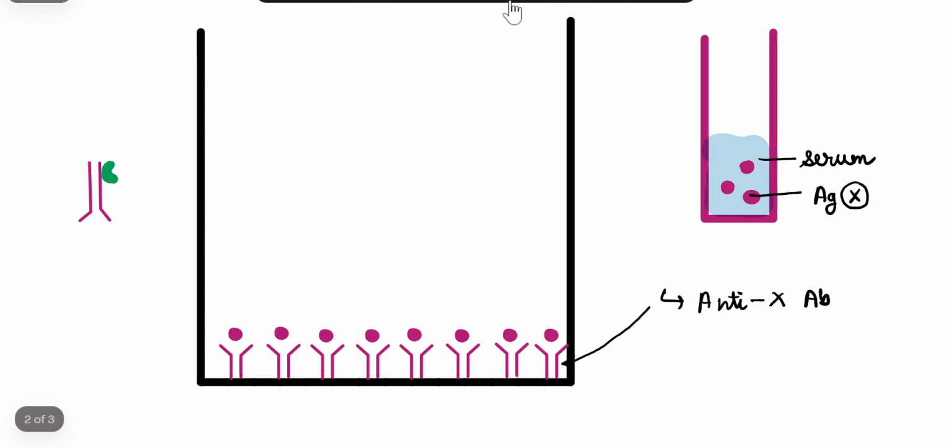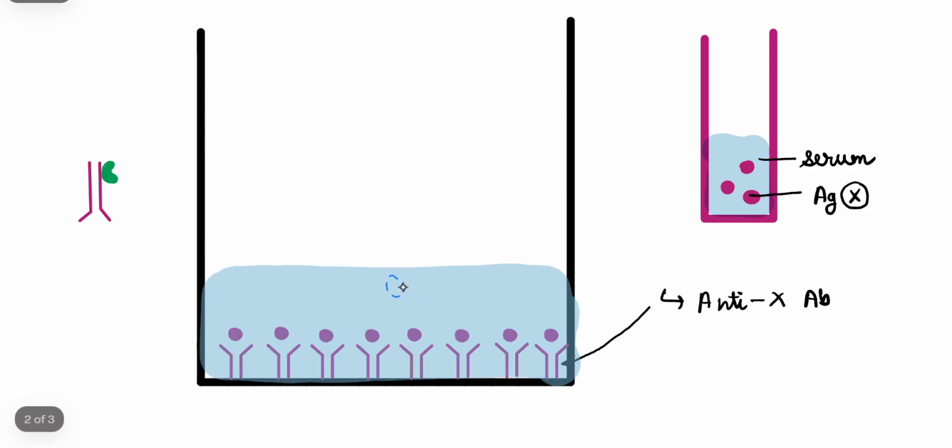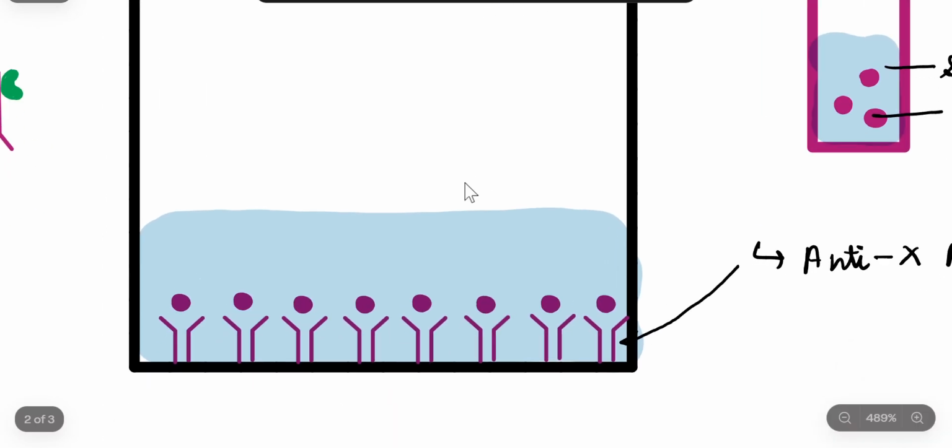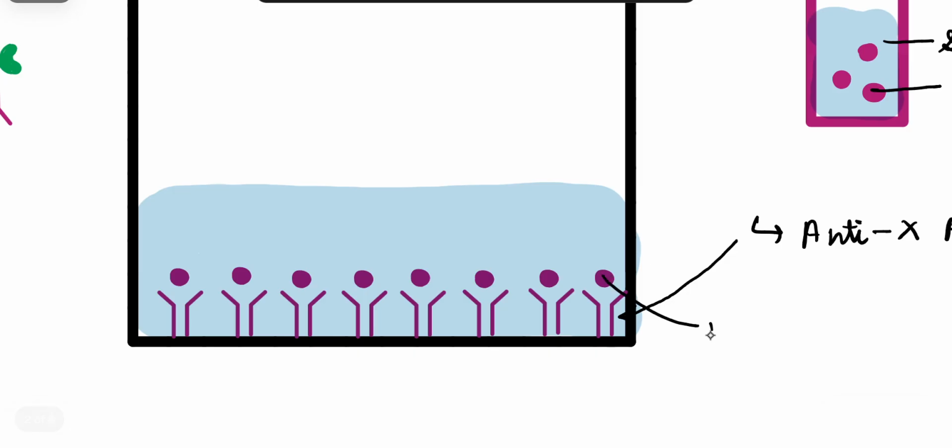For your satisfaction I should also draw this: this is my serum here, and in that the antigen was present, so I can mark this as the antigen. I should again zoom in more. So this is the antigen which came out from the patient.